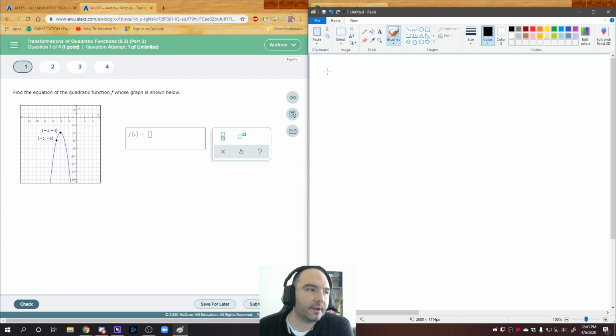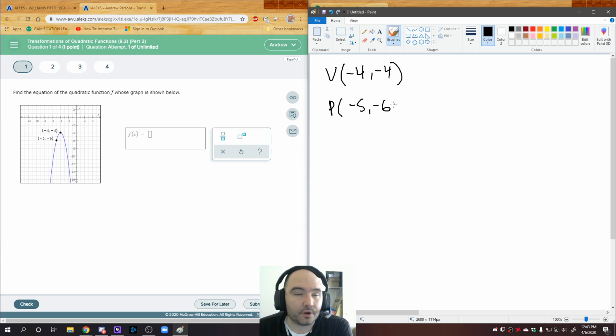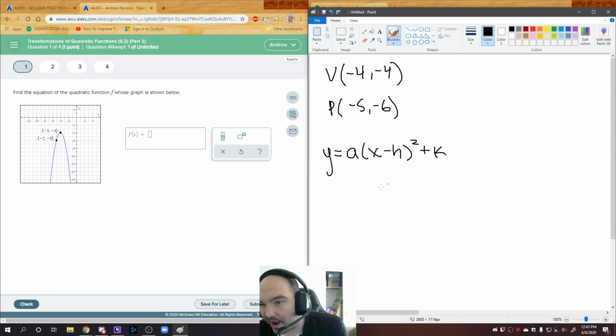All right, so the way we're going to approach these problems is we're going to first write down the vertex and the other point. I'm going to call the other point P. You don't have to call it P, but I'm going to. And then our goal is to fill in this formula: y equals a times (x minus h) squared plus k. Now, it's not really y, it's kind of f of x, like what they've given us on the problem over here. But I'm going to use y.